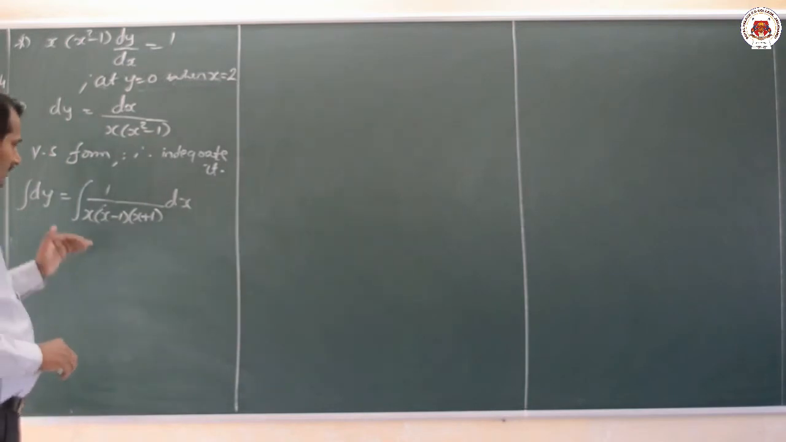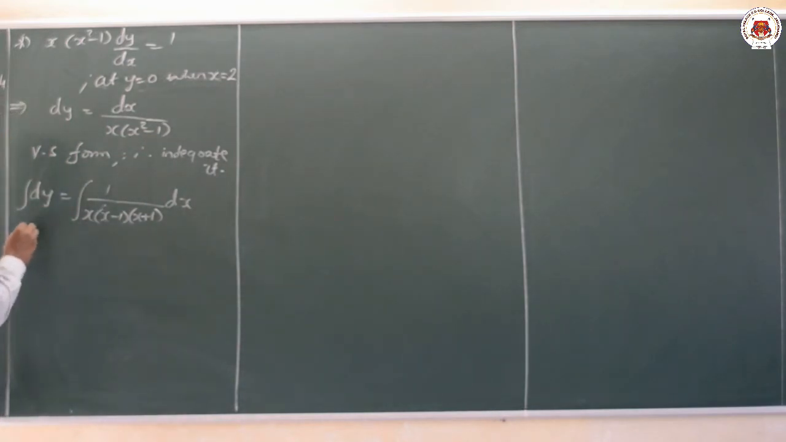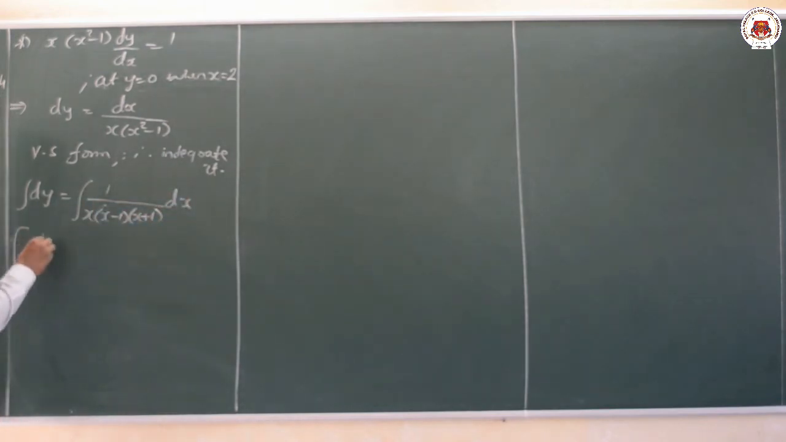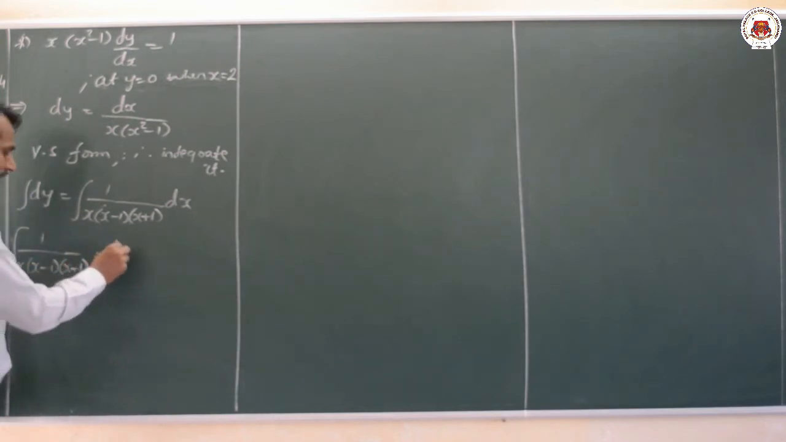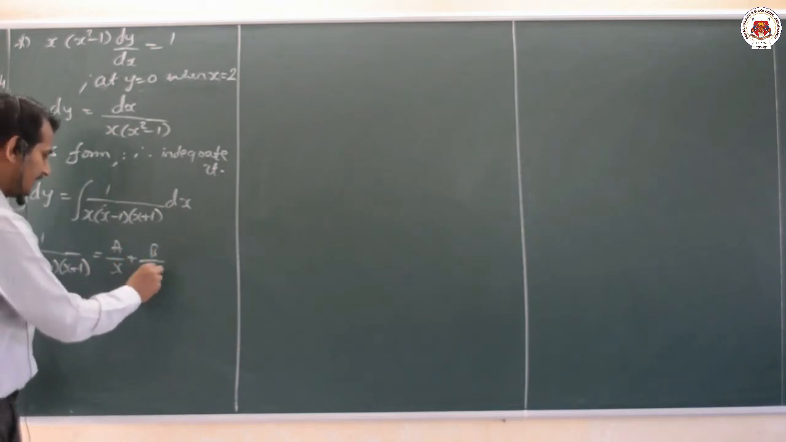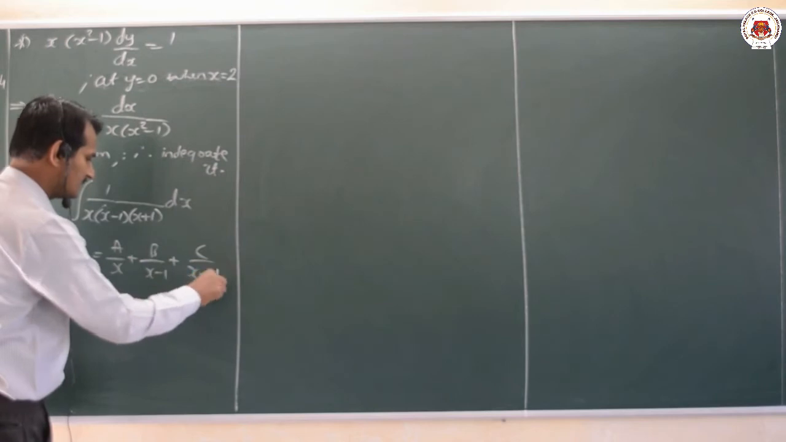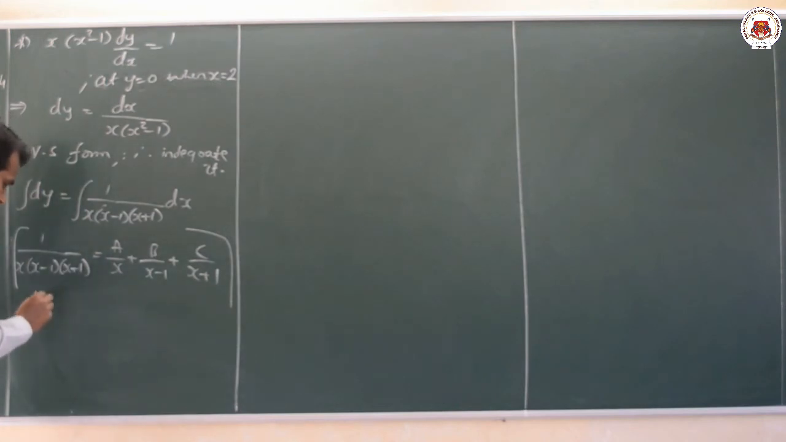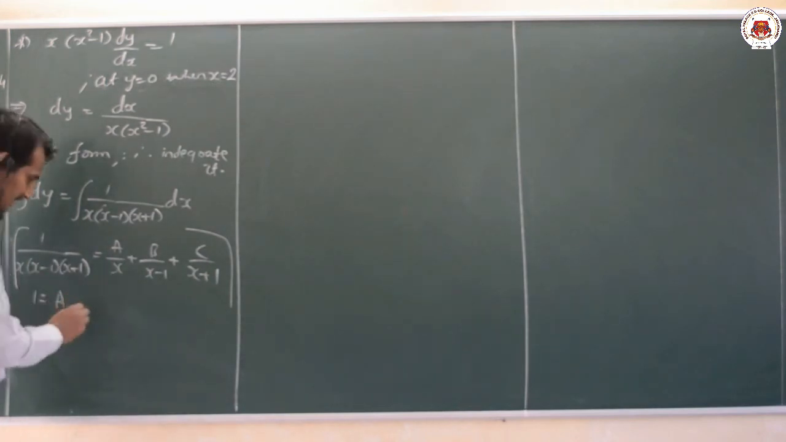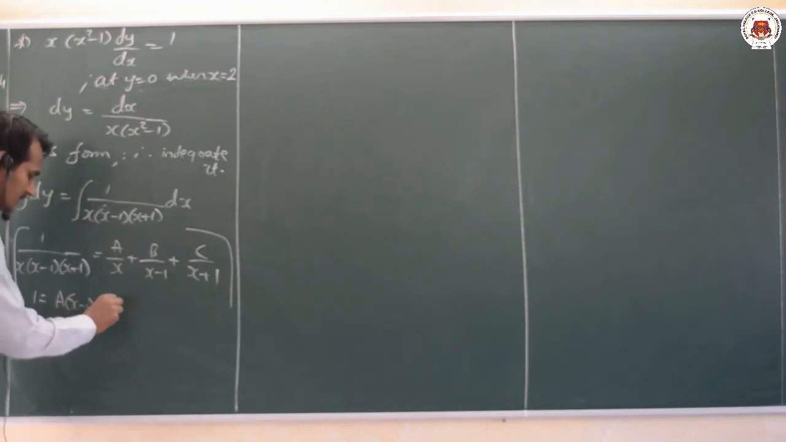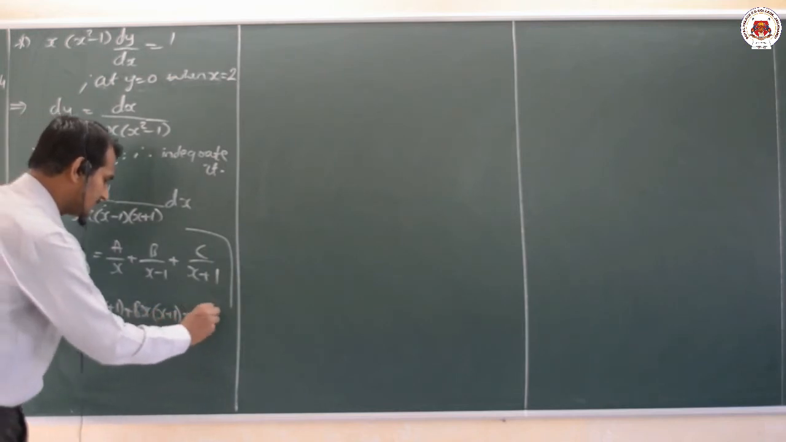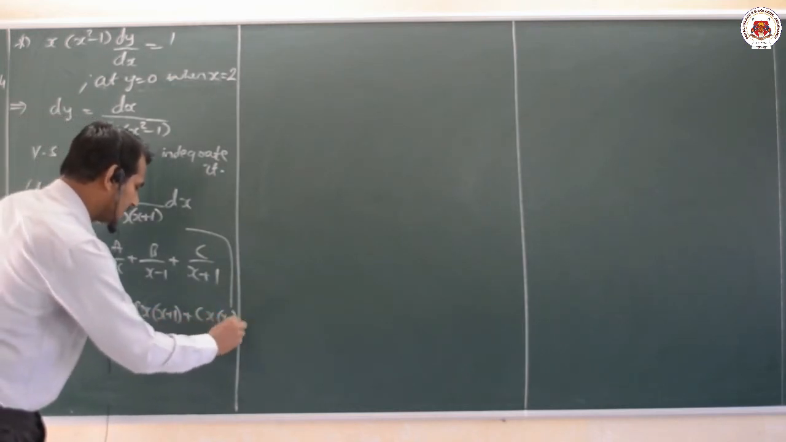Now we shall solve it. First of all, this particular term I have to solve by partial fractions: 1 divided by x(x − 1)(x + 1) equal to a/x + b/(x − 1) + c/(x + 1). Now easily we can solve it. After taking the LCM, 1 is equal to a into (x − 1)(x + 1) plus b into x(x + 1) plus c into x(x − 1).